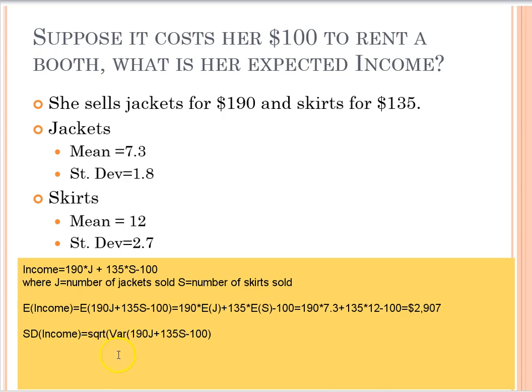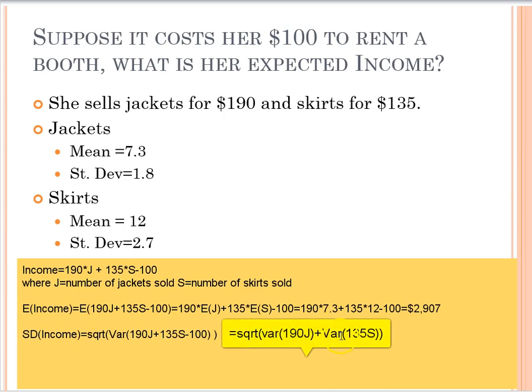So that's all I've done here in this first step. The next step is to separate out these random variables, and we can do that by assuming independence. What that implies is that the number of jackets she sells does not affect the number of skirts that she sells. So we can assume independence and separate out those two random variables. That's what I've done here in separating those out.